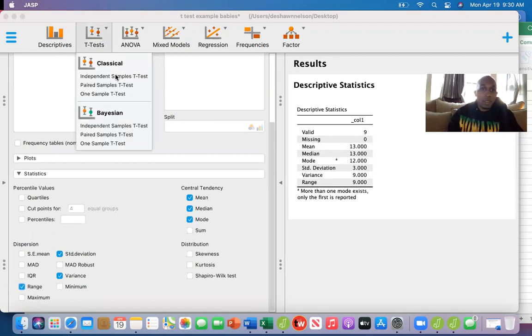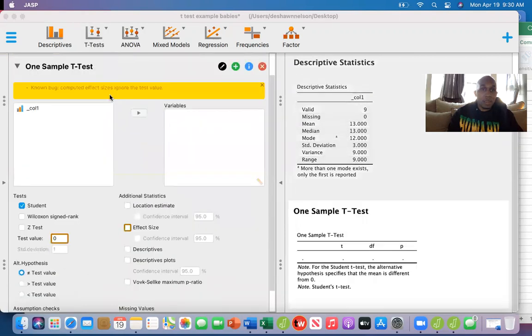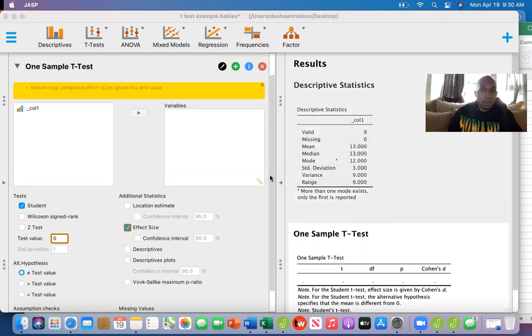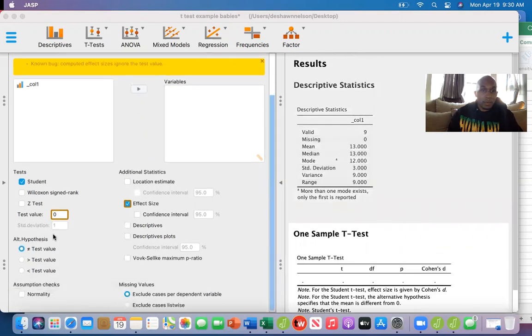All right, let's run the one sample t-test. Okay, our alternative hypothesis. We have the student t. Going to add effect size. And the alternative hypothesis is that we're not equal to the test value. What is our test value? Our test value is 10. Remember, that's our hypothesized population mean.